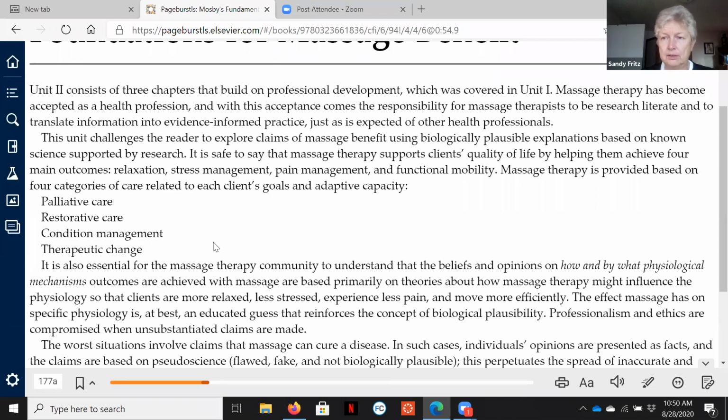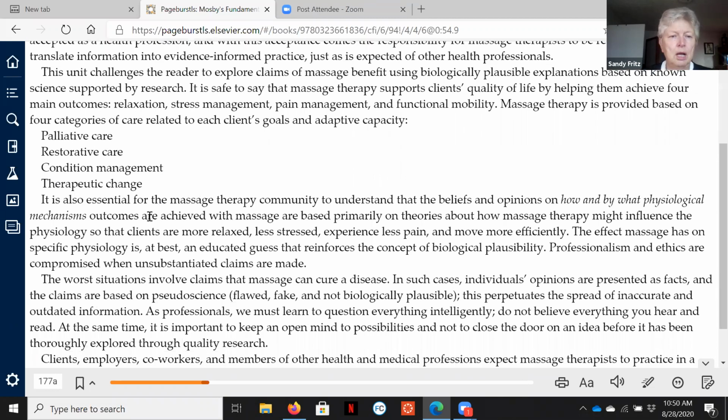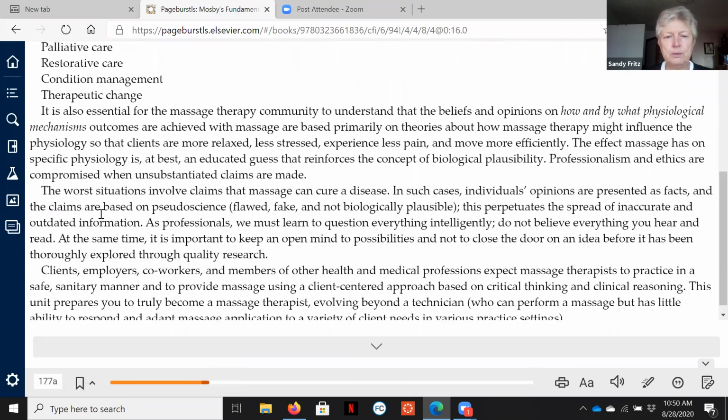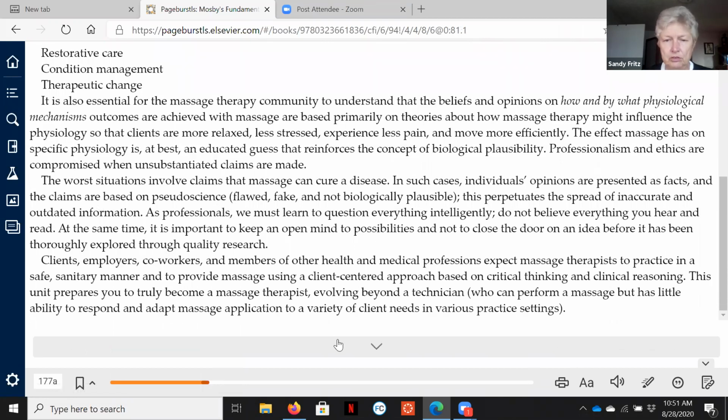And I challenge that. I want to challenge that with my students, and I want to challenge that in general. Here, palliative care, restorative care, and condition management, this is where we do our work. And sometimes it will work into this therapeutic change. So that's kind of an overview of where we're going a little bit with this chapter.